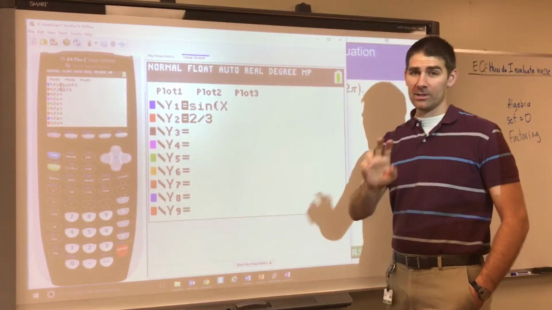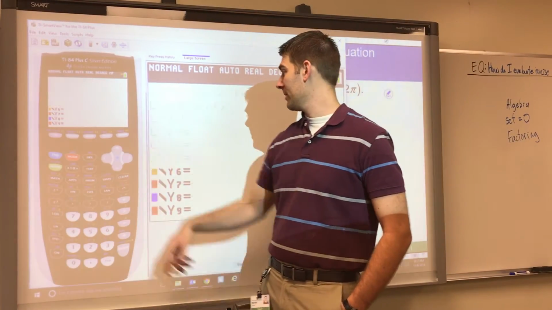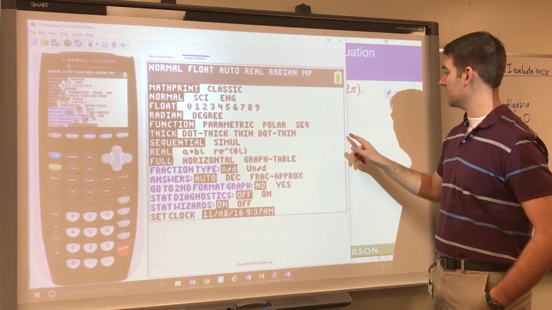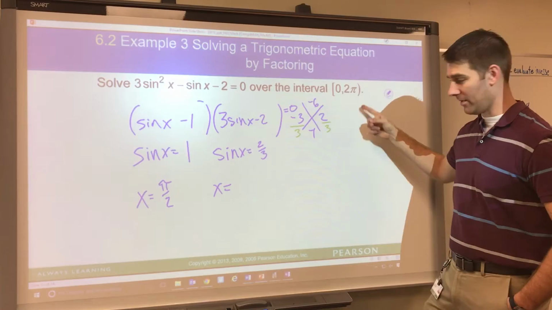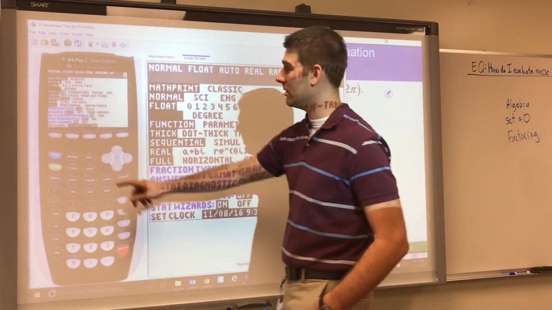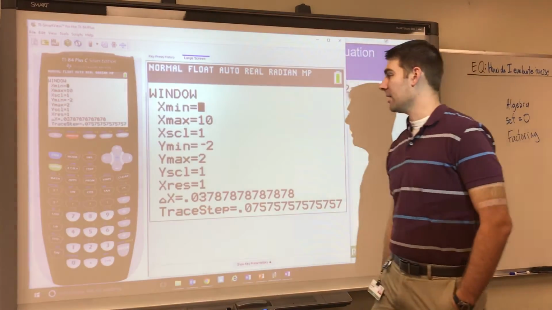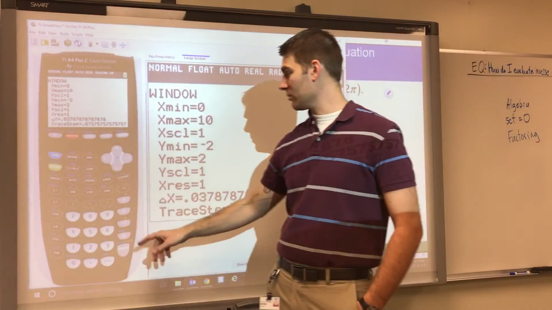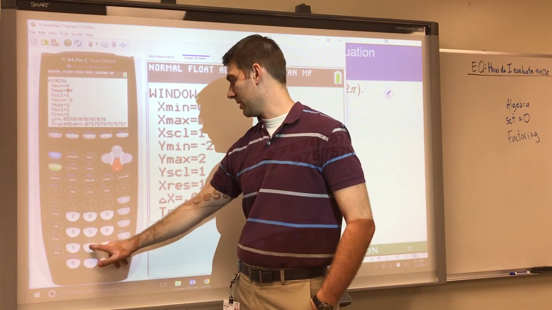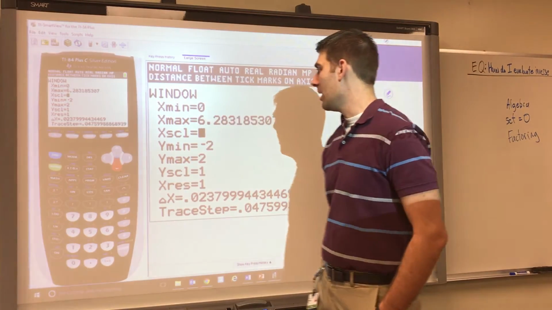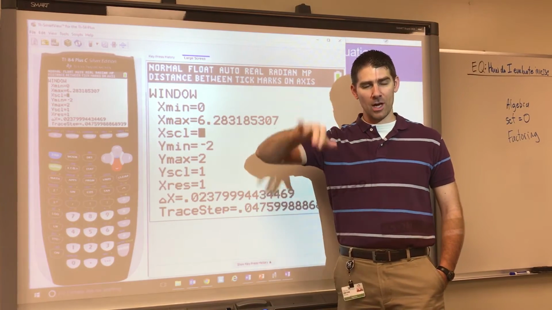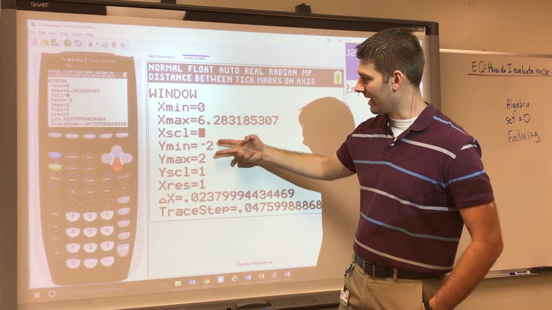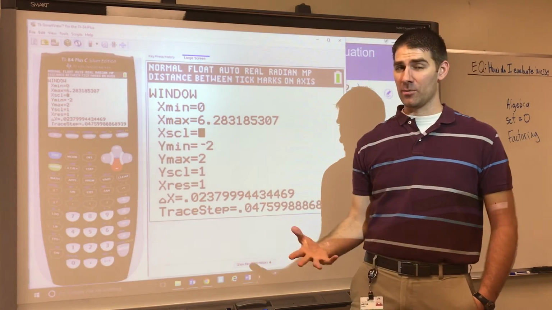Before you graph it, you need to do two things. Number one, you need to check your mode. Am I in radians? No, I need to be in radians because the problem requested answers in radians. Number two, you need to check your window. You are only looking for answers between 0 and 2 pi. So when you set your x window, you only want to see between 0 and 2 pi. And then this is a sine curve, so it waves up and down, which means it oscillates between -1 and 1. So I'll leave my y's at -2 to 2, and then that should give me a good picture of what the graph looks like.